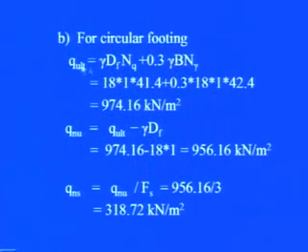For the case of circular footing, this factor in the equation is 0.3, and with the other factors remaining the same, we substitute values, we get q ultimate, then q net ultimate, and finally q net safe. So, the values of q ultimate, net ultimate and q net safe are 974.16 kilonewton per meter square, 956.16 kilonewton per meter square and 318.72 kilonewton per meter square respectively.